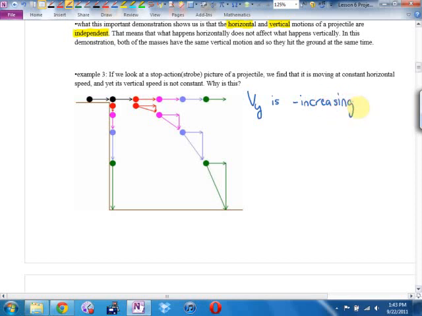You know what I mean by negative increasing? Which way is it increasing? In what direction? Down. Negative, because the vertical acceleration is negative 9.8 meters per second squared. We all remember that number from last year. G, we called it.